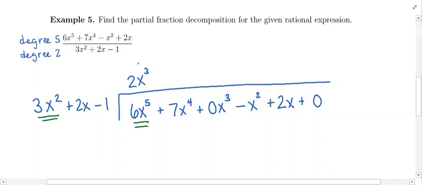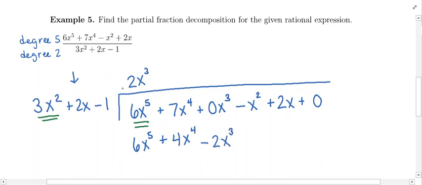Okay, so then what you're going to do is take this 2x cubed and multiply it through this stuff. So I'm going to get 2x cubed times 3x squared. That's going to be 6x to the 5th. And then 2x cubed times 2x is going to be plus 4x to the 4th, because you're adding exponents. And then you're going to multiply 2x cubed by negative 1. That's going to be negative 2x cubed.